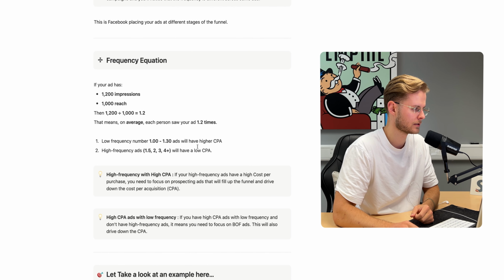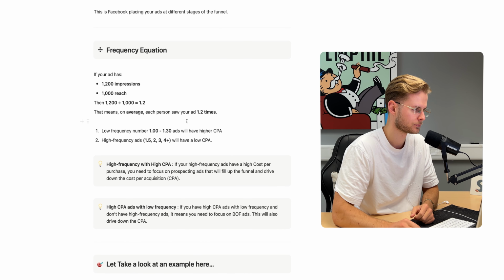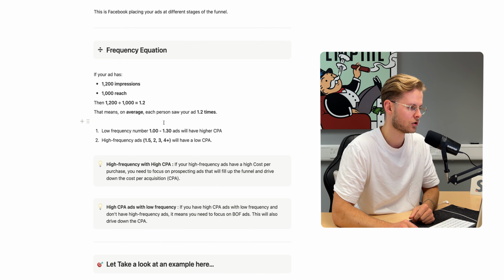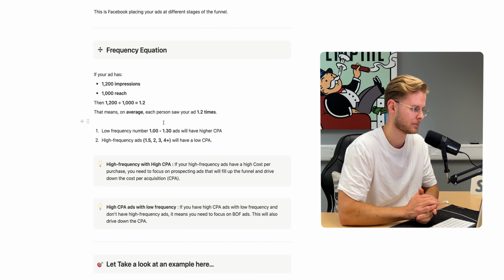So let's go first into the frequency equation. If your ad has had 1,200 impressions and 1,000 reach, then 1,200 divided by 1,000 equals 1.2. That means that on average, each person saw your ad 1.2 times. A low frequency number is anywhere between 1 and 1.3, and your ads will naturally have a higher CPA.